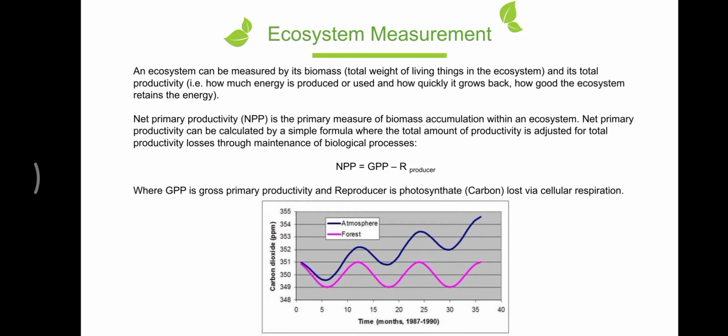Now we have ecosystem measurement. An ecosystem can be measured by its biomass and its total productivity. So, what's biomass? Biomass is the total weight of living things in an ecosystem, and total productivity is how much energy is produced or used, how quickly it grows back, and how well the ecosystem retains the energy.